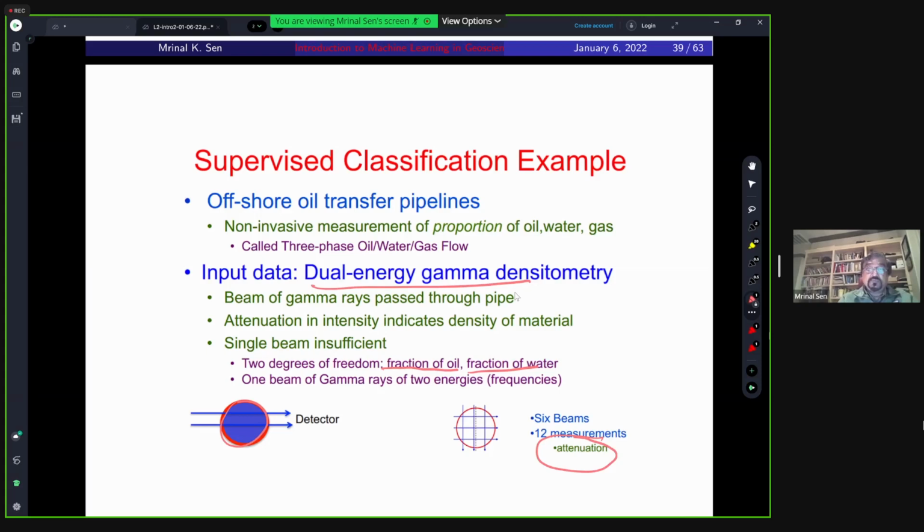So this is one example where we do supervised classification because we have trained our algorithm with a lot of known answers. We take some samples where we know there's oil and there's water, and then we collect a lot of data sets and use that data set to train it. Then when you go to the field and do this experiment, you can automatically detect what fraction of oil you have or what fraction of water you have.